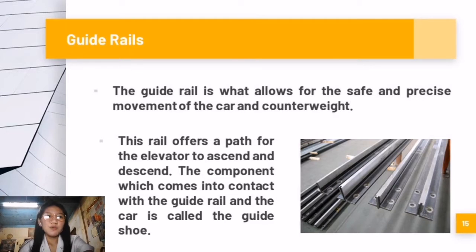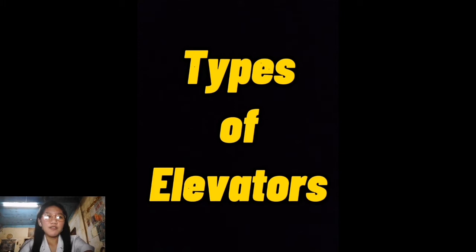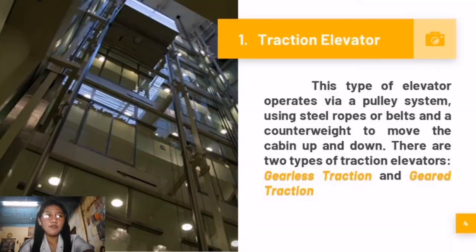So next, types of elevator. First, the traction elevator. This type of elevator operates via a pulley system using steel ropes or belts and a counterweight to move the cabin up and down. There are two types of traction elevators, the gearless traction and geared traction.